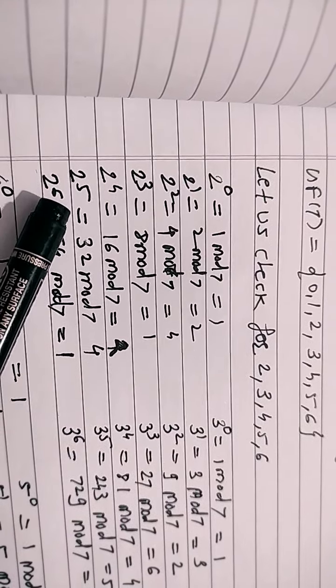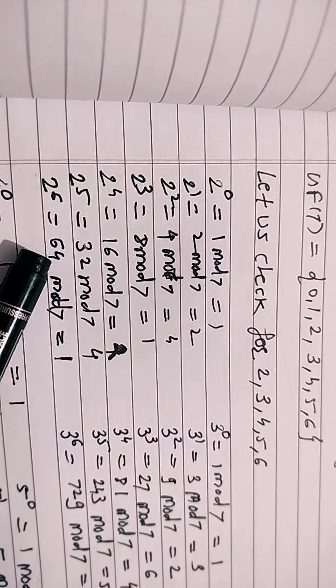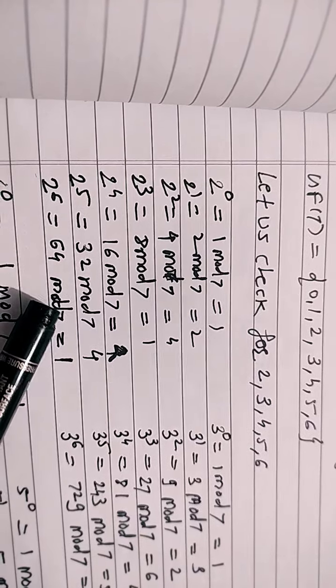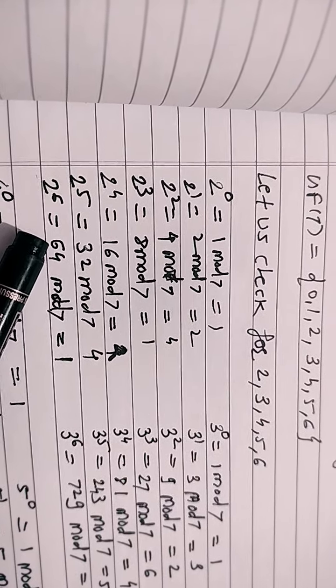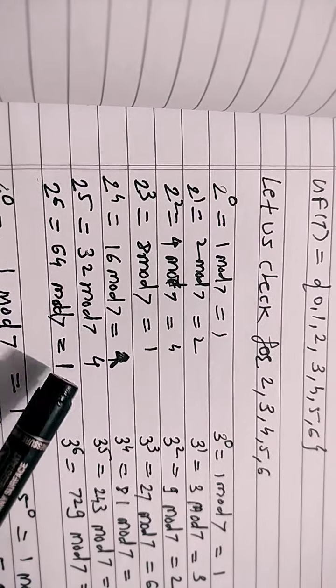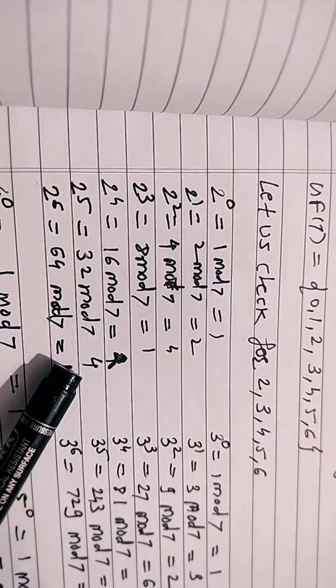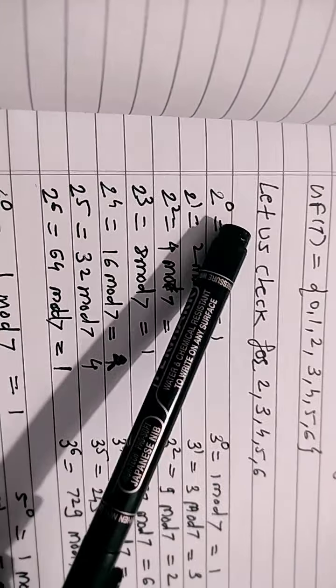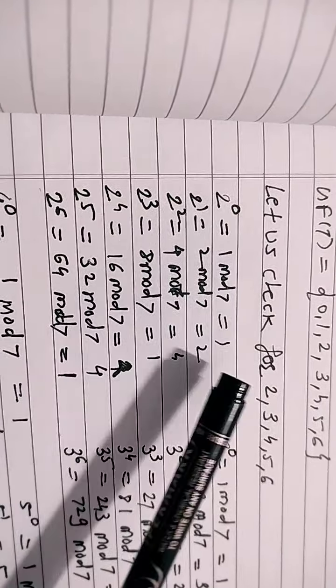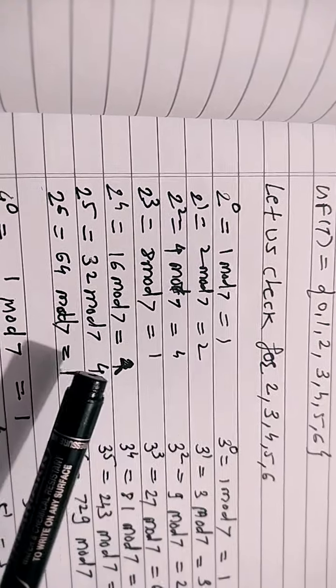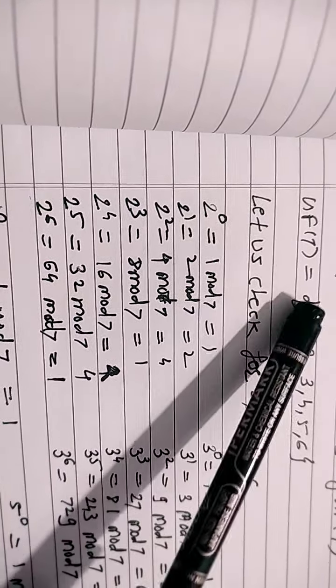For example, 2 raised to 6 is 64. 64 mod 7. That means 7 nines are 63, and remainder is 1, so you have to write the remainder. Mod means you have to write the remainder. This is the operation. So all the powers of 2 will not represent all the elements of Galois field 7. So 2 is not a primitive element.